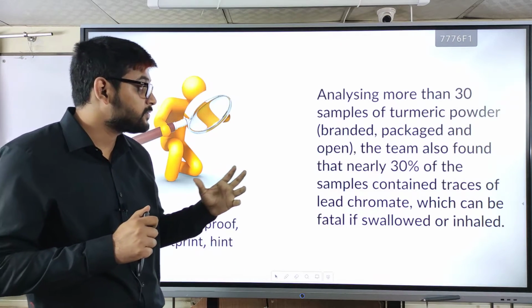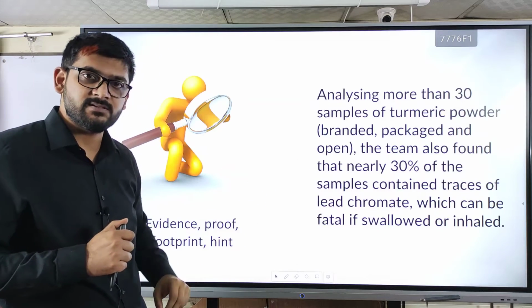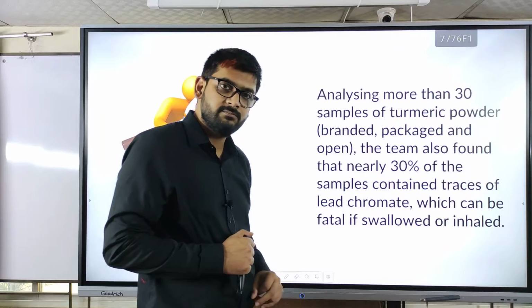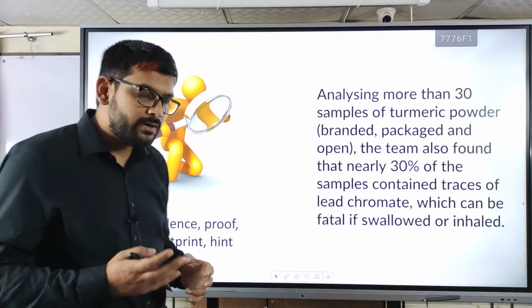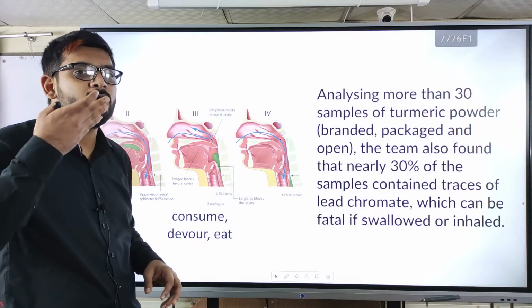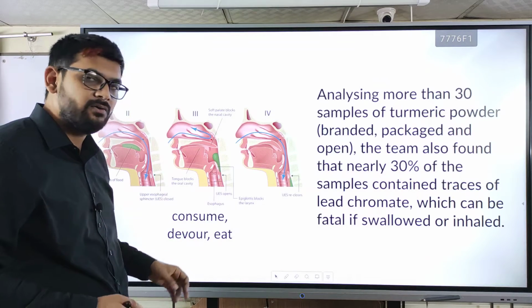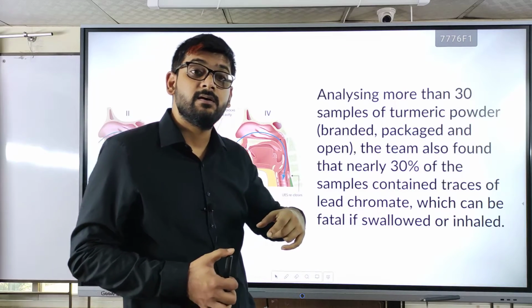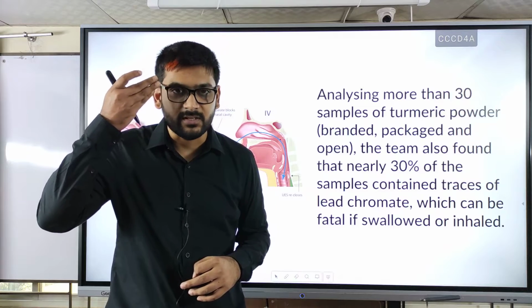Okay, a sign of lead chromate's presence in the turmeric powder. And lead chromate can be fatal, very harmful, very dangerous if swallowed or inhaled. Swallow means to eat something, to pass something through our mouth and throat and then to our stomach. Okay, consume, devour, or eat can be synonymous with swallow. Or if we inhale lead chromate, inhale means to breathe in something through our nostrils. Okay.